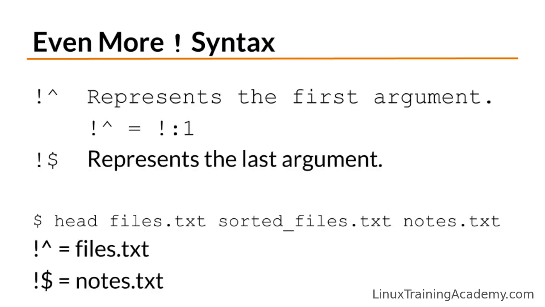Here are 2 more exclamation mark syntax shortcuts. The first is bang caret. Bang caret represents the first argument to a command. It's the same as bang : 1. The next shortcut is bang $, which represents the last word on a command line. In this example command line, bang caret equals files.txt and bang $ represents notes.txt. If you wanted to edit notes.txt, you could count the number of words on the command line and use vi bang : 3, or save the counting and a character and simply type vi bang $.